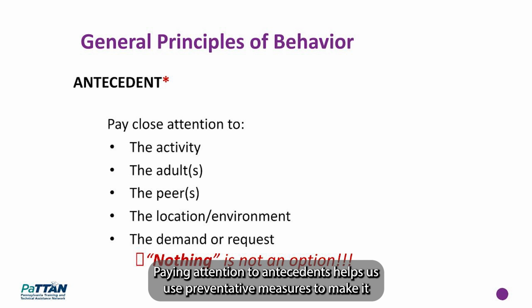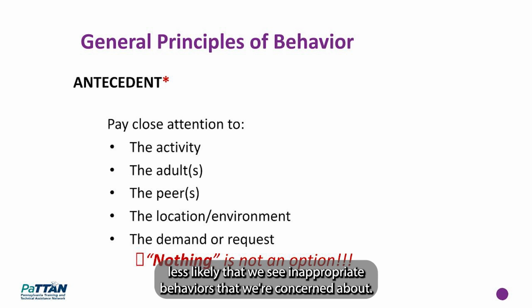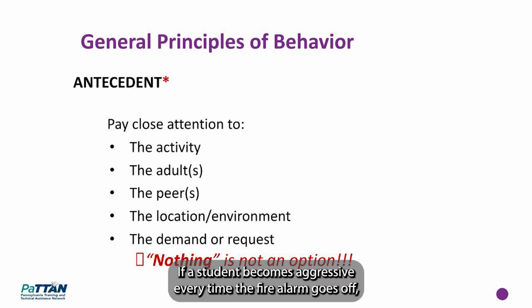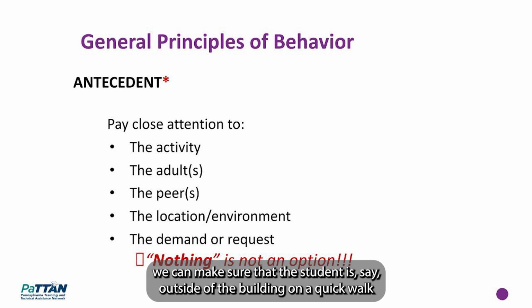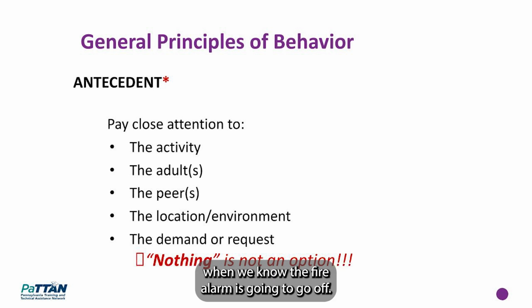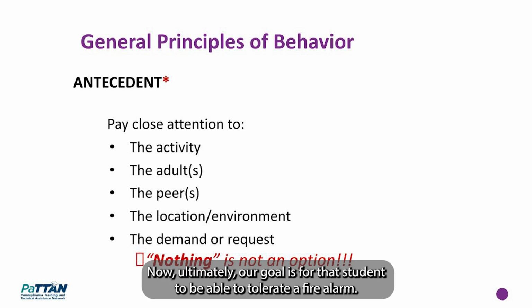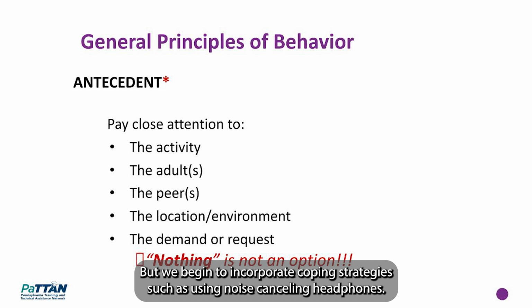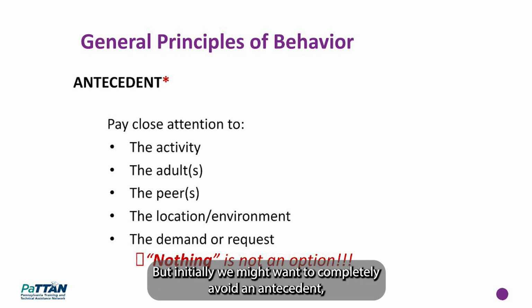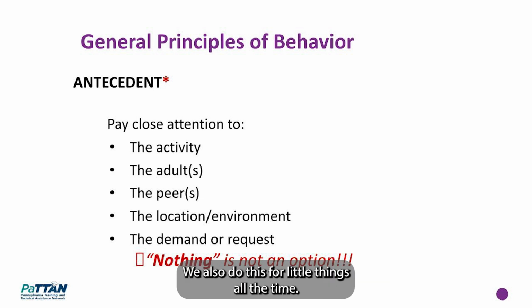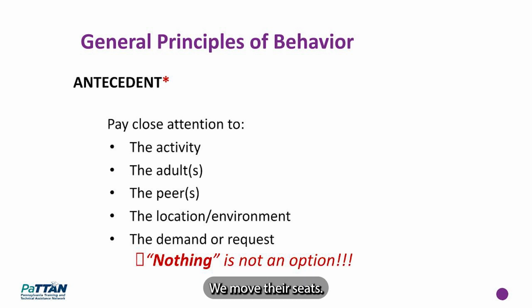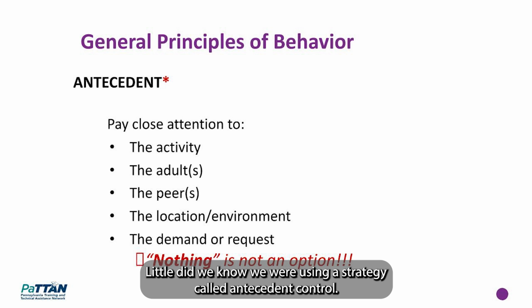Paying attention to antecedents helps us use preventative measures to make it less likely that we see inappropriate behaviors that we're concerned about. If a student becomes aggressive every time the fire alarm goes off, we can make sure that the student is, say, outside of the building on a quick walk when we know the fire alarm is going to go off. Now, ultimately, our goal is for that student to be able to tolerate a fire alarm, so we begin to incorporate coping strategies such as using noise-canceling headphones, but initially we might want to completely avoid an antecedent, especially if it leads to something unsafe. We also do this for little things all the time. When you know 2 students tend to talk a lot, we move their seats. Little did we know we were using a strategy called antecedent control.